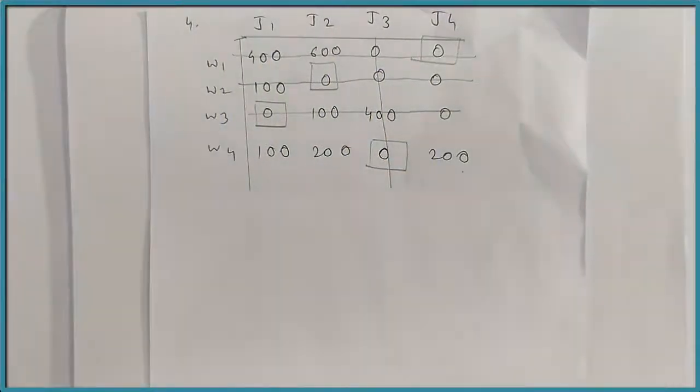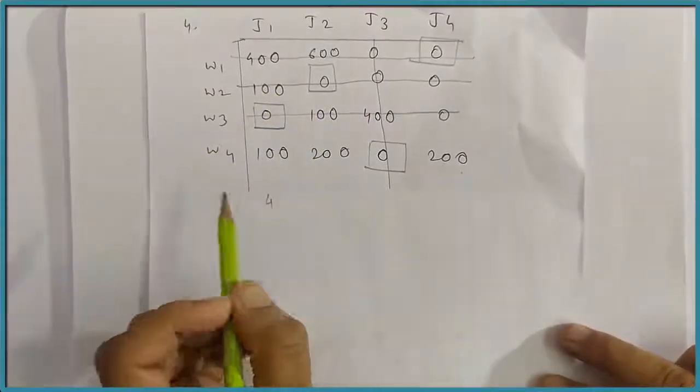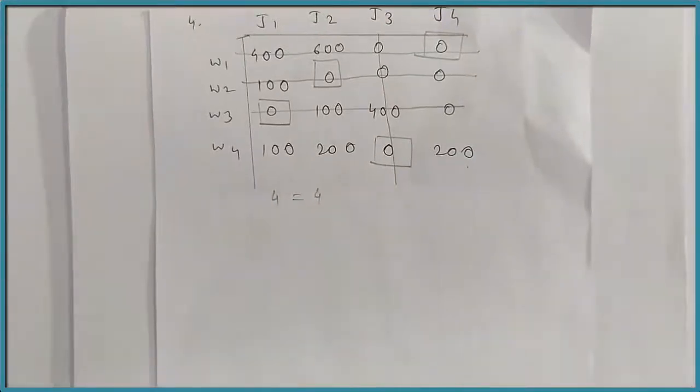Now we have completed the row scanning and column scanning. Now count the number of lines: 1, 2, 3 and 4. The number of lines is equal to 4 and the order of the matrix is also equal to 4. Therefore we can say that the number of lines is equal to the order of the matrix. Here we can get the optimal solution.